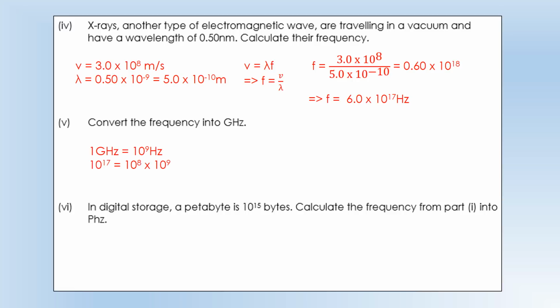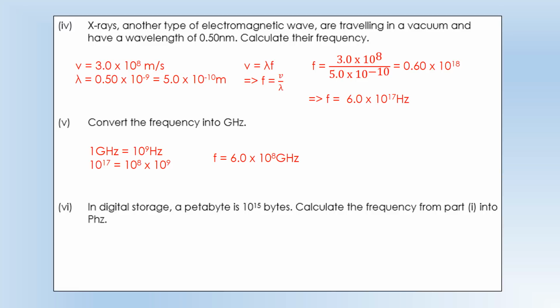Well, a gigahertz is a really big unit of frequency. It's a billion hertz. And we can see that 10 to the 17 is going to be 10 to the 8 times 10 to the 9, which gives us 10 to the 17. So you can see the frequency is just going to be 6 times 10 to the 8 gigahertz. So it's still a large quantity of those.